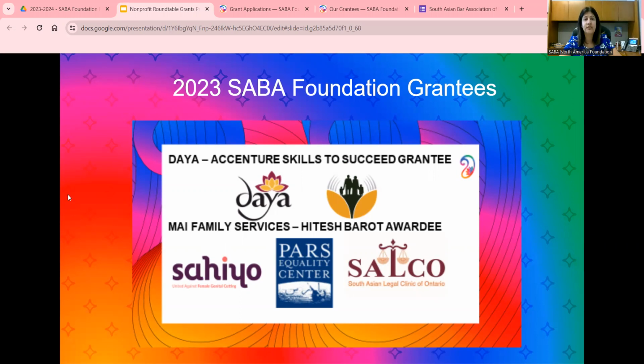for these grants. So we'll first talk about Daya, whom we awarded the Accenture Skills to Succeed grant, and then My Family Services, whom we awarded the Hitesh Barot community grant, and then our other recipients, SAYO, PARS Equality Center, and SALCO, the South Asian Legal Clinic of Ontario.